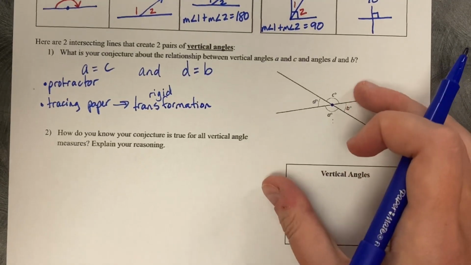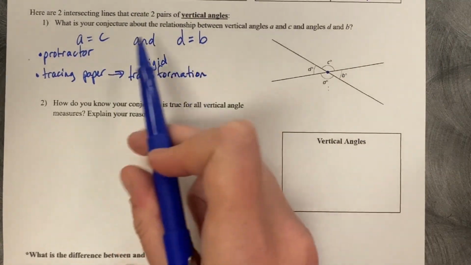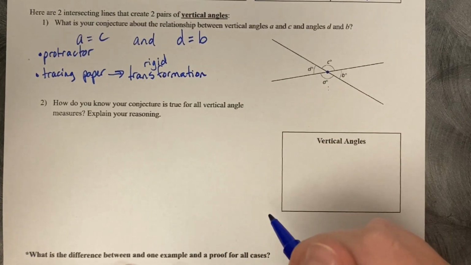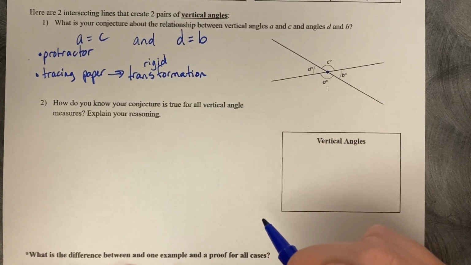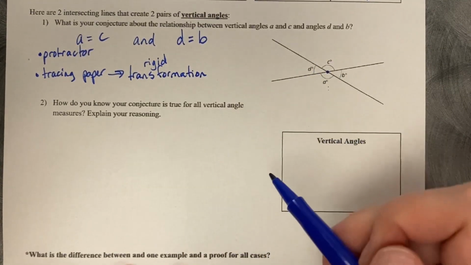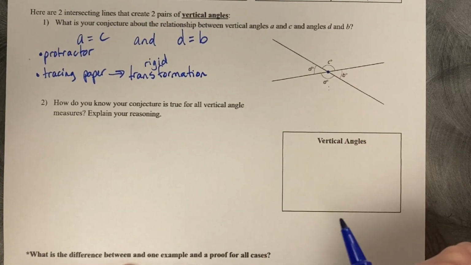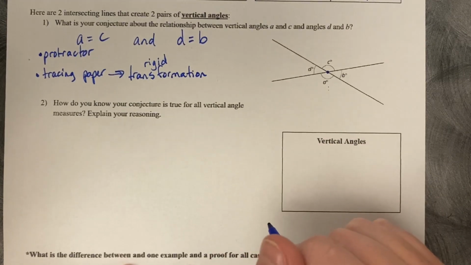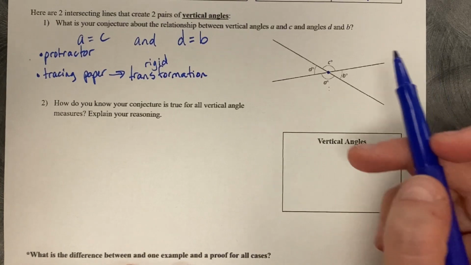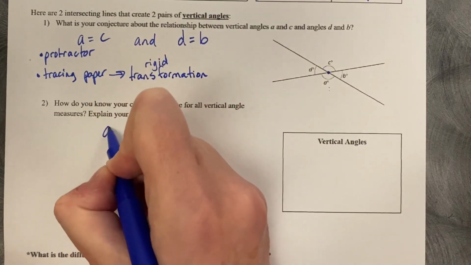What we would like to do today is answer this question. How do I know that this conjecture is true for any vertical angle without using a protractor, without using tracing paper, without drawing in a line of reflection? It seems like this is true for everything, but mathematically, how can we show that? One way that you can show it is using some knowledge of the diagram that's also true. We're trying to say that A equals C. This is the one I want to focus on.